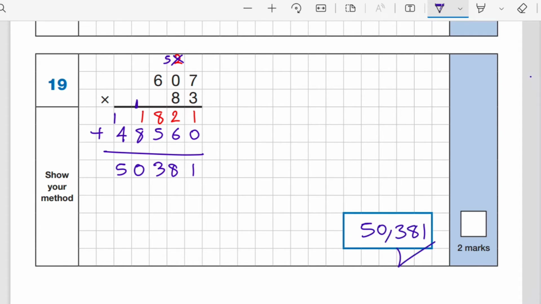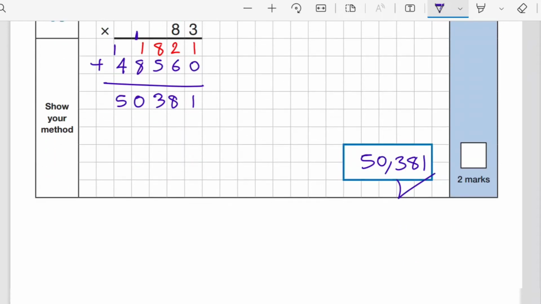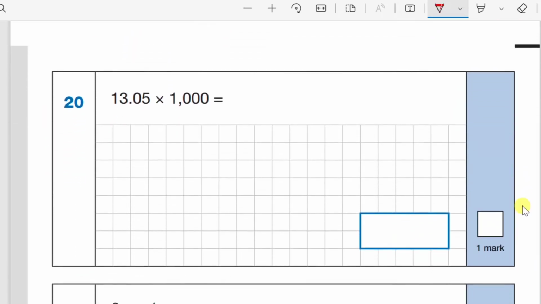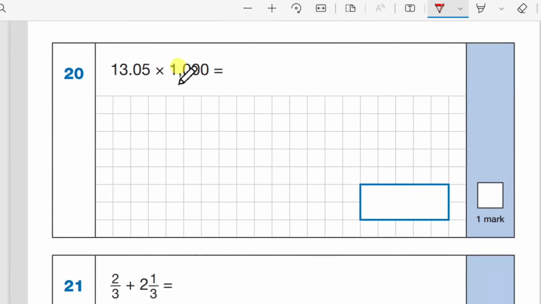Nice. Not bad. So as always, with long multiplication, just be careful and always take your time, guys, yeah? And for number 20, we got 13.05 times 1,000. So we know if it was 13 times 1,000, it'd be 13,000. But because you've got decimals, we have to move it 3 places to the right because you've got 3 zeros.